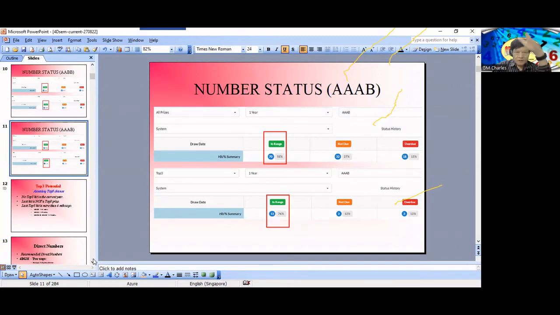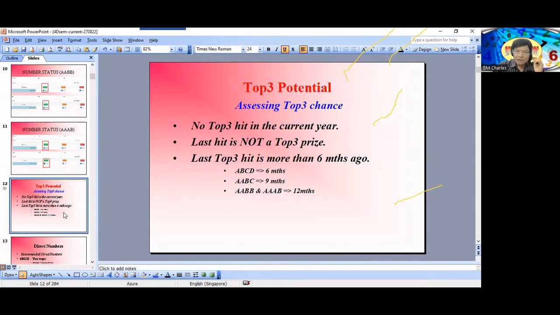So now, having said all this, I'm going to the next part, which I told you is a very important part, right? Which is the top 3 potential. That means how you assess the top 3 chance of a number. Let's say now you got a number 1, 2, 3, 4. You want to know what is the top 3 chance of this number. There are some factors you use to assess. Of course, it is not 100% accurate. There's no such thing as 100%. Okay, so if you apply these factors, at least you have a higher chance of hitting than not hitting top 3.